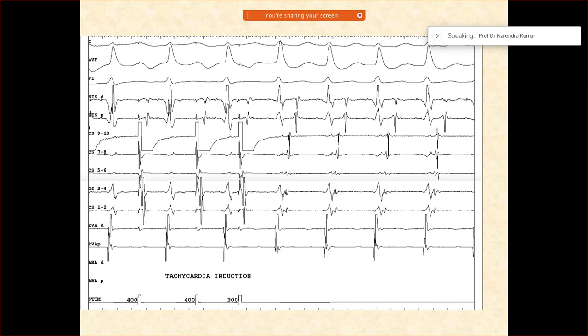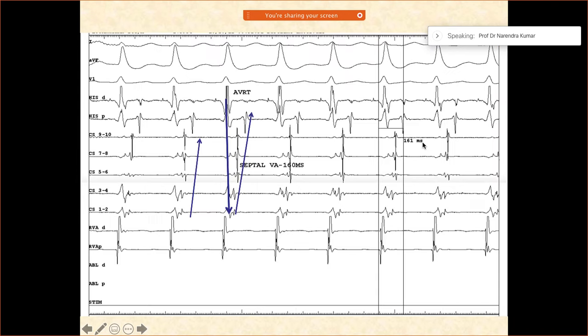Okay. So finally, these are the pacing spikes which you will be able to notice. And after this, finally, we are able to get the tachycardia. So now you are having the tachycardia, okay. If you look carefully, what is happening? How is the VA interval? It is longer, right? It is nearly, I'll try to help you guys, like 160 milliseconds. So this is definitely a longer VA interval.